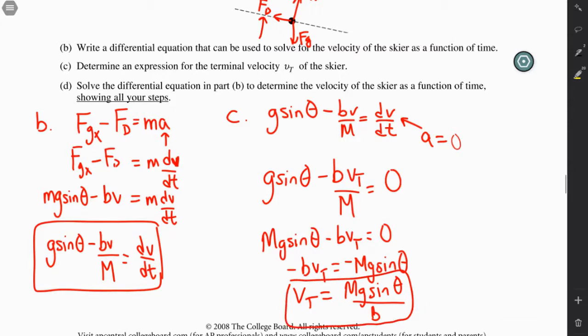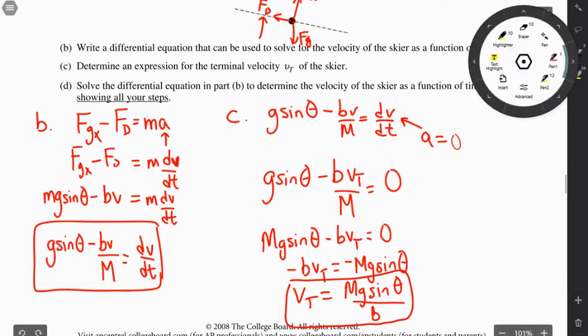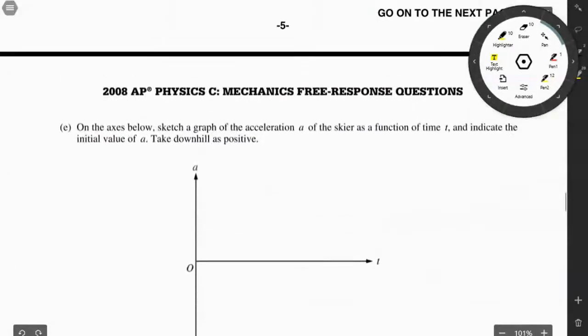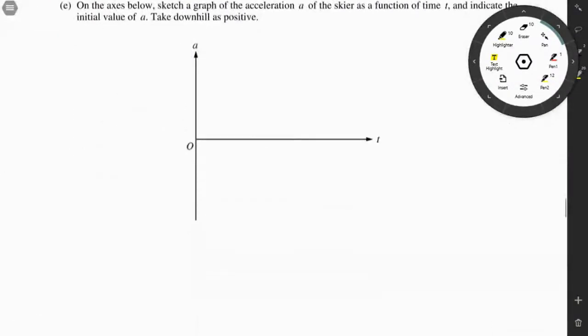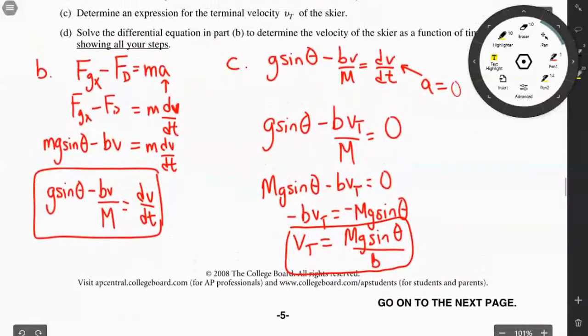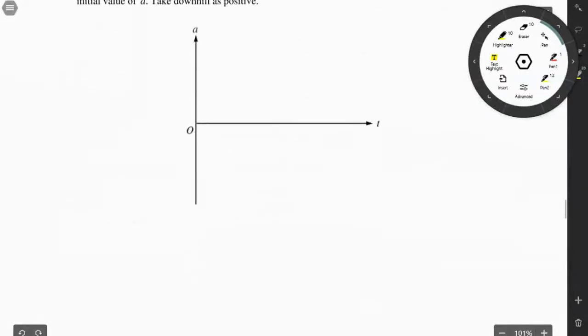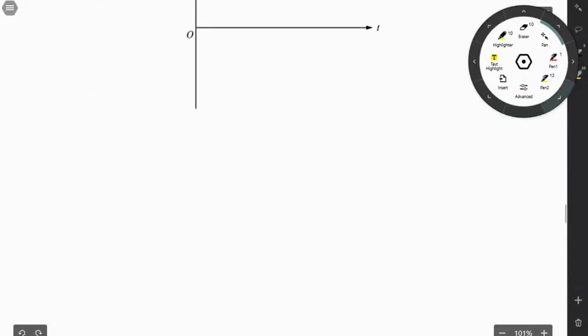Okay, and now I've run out of room on this page. So I'm going to go to where there's actually a graphing question here, but we're not going to do that. And so we're going to bring back in g sine theta minus bv over m equals dv/dt to find our v in terms of t. So we have mg sine theta minus bv equals m dv/dt.